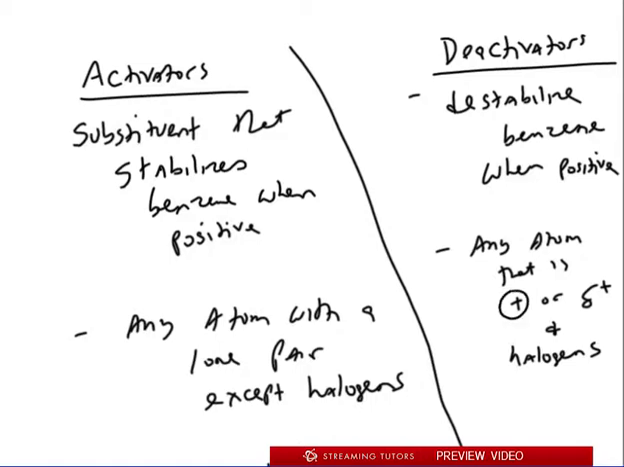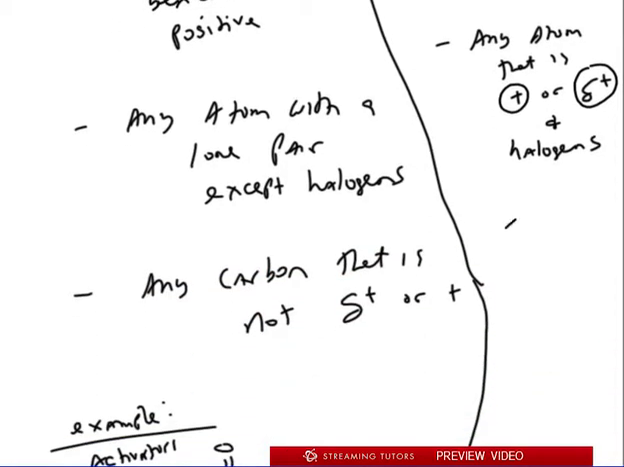So either positive or partial positive, or halogen. Okay? Those are deactivators. So here's examples. If I have a benzene and I have NO2, N double bond O, O minus. Well, this is positive, right? Nitro, NO2 is positive. It's a deactivator. Okay? Now, if I have, let's say, a carbon that's positive, deactivator.